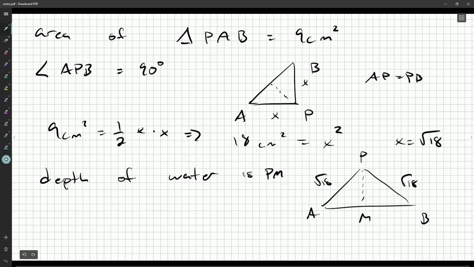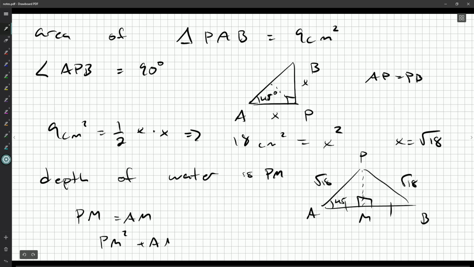So the depth of the water is PM in my little picture. It's the altitude here. It also cuts it right in half by symmetry. And so PM, well, this is 45 degrees because it's an isosceles right angle triangle. So this is 45. So PM is equal to AM.